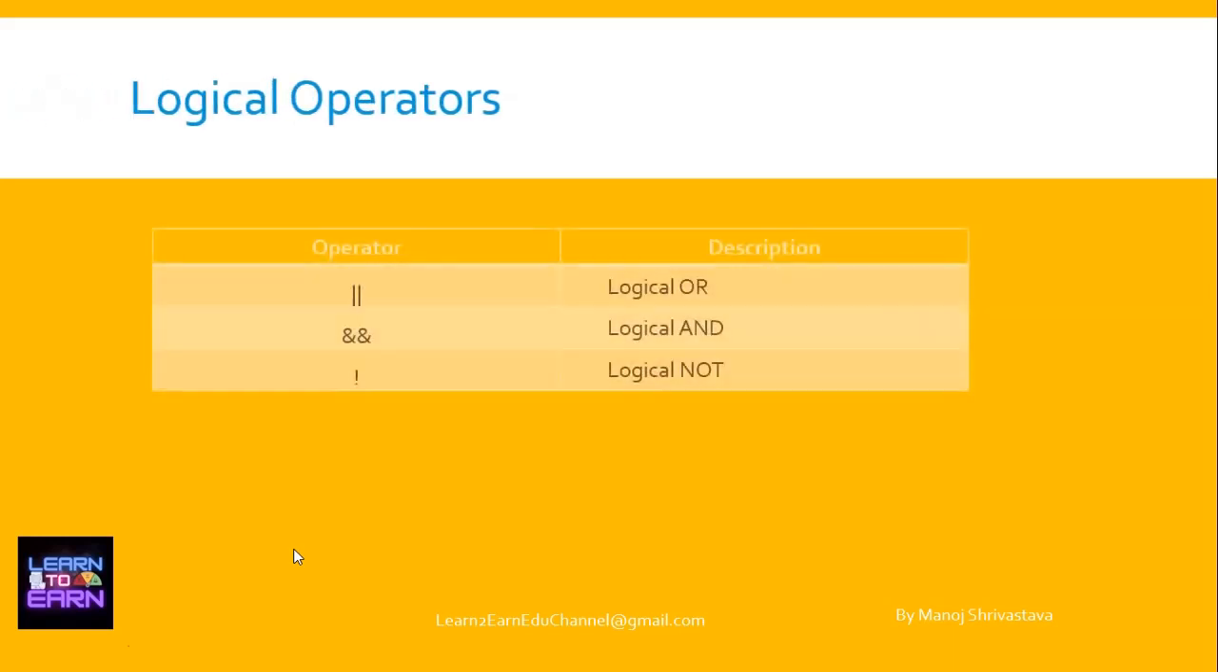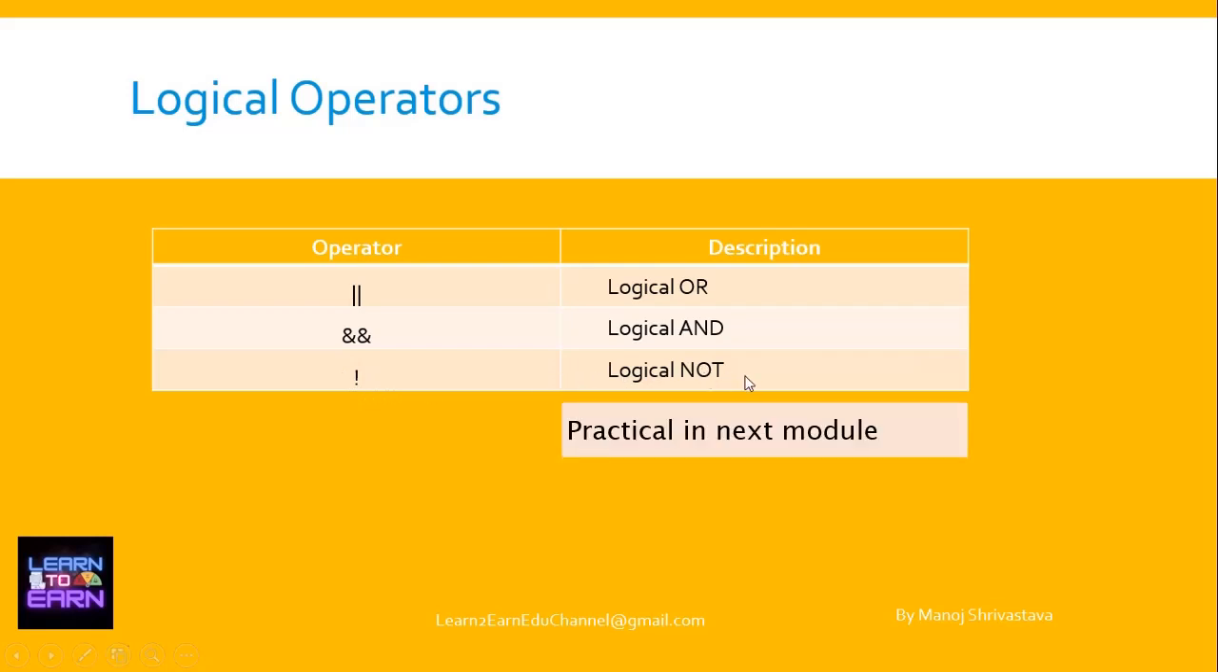Logical operators. So there are only 3 logical operators in our course. The double pipe sign, the first one, is a logical OR. You might be aware of logical operations OR and NOT. OR means addition of two binary numbers. Binary numbers means where you have only 2 digits, either 0 or 1. So this will OR them, means add them. Double ampersand means logical AND, it will multiply them, and this is a negation, means this is the logical NOT operator. We will see this in our practical.